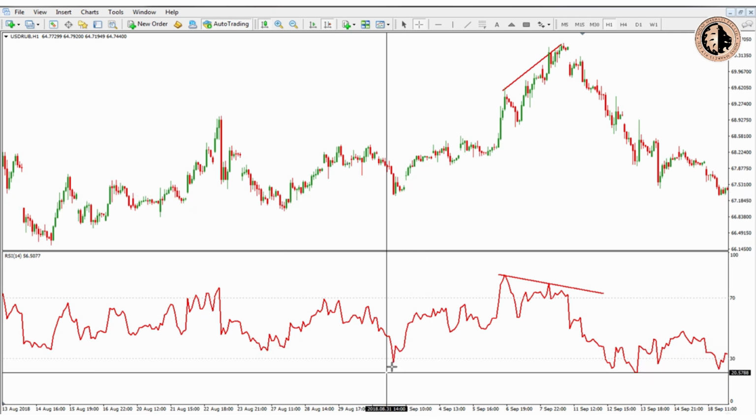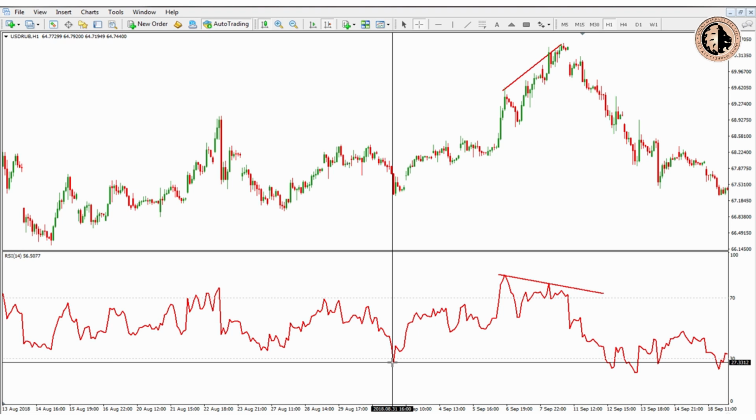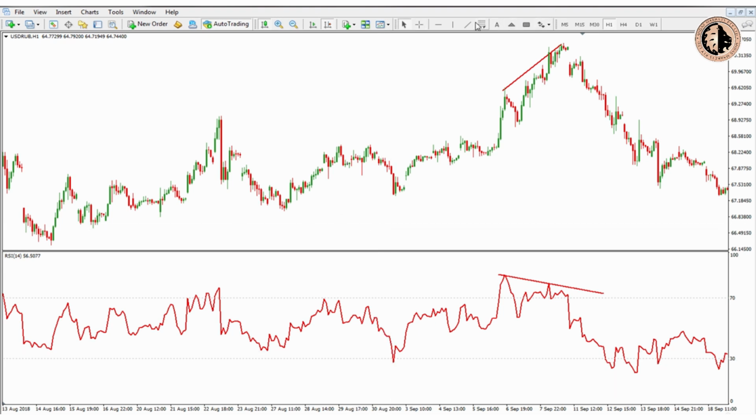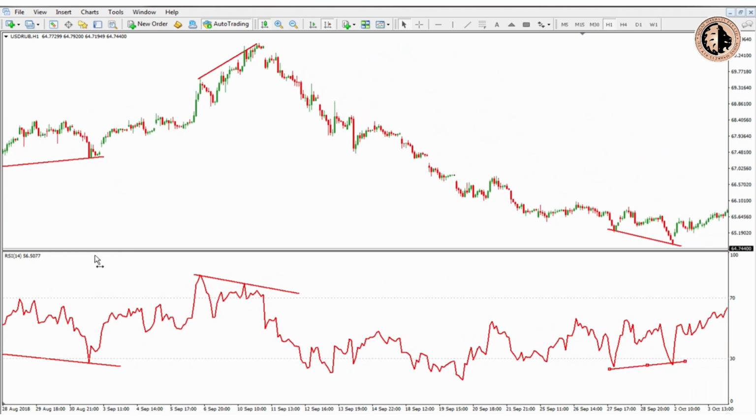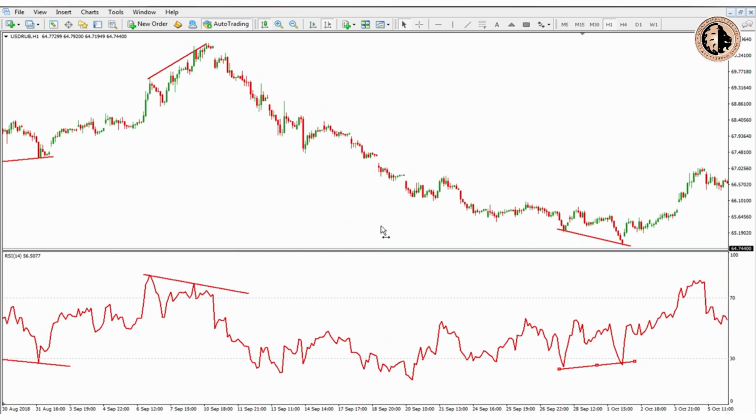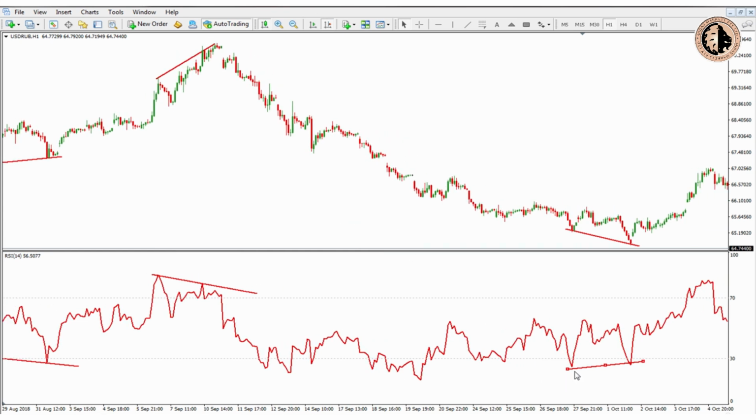When I draw the line, we see that the second bottom is higher than the previous one. When I connect the two bottoms on the indicator, we can clearly see that the second bottom on the indicator is lower than the previous one. So don't confuse this divergence with regular divergence. In this case this is a bullish divergence, and it indicates a potential trend reversal of the chart. It shows the lower low while the indicator shows the higher low.